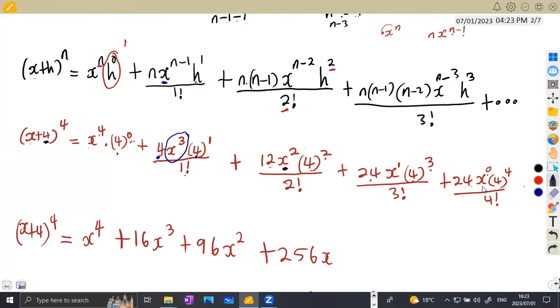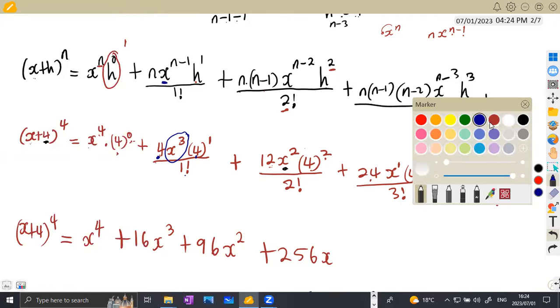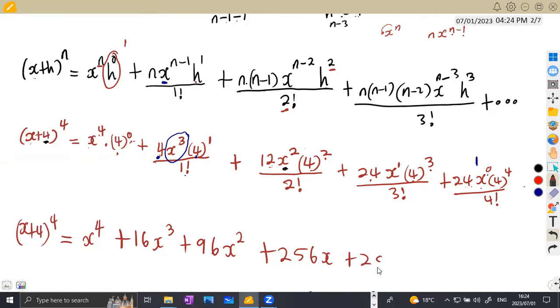Remember, I said x to the exponent of 0 is a 1. So we are going to have this. I want you to see what is going to happen here. Let's have a fraction first. So that will be 24. We are going to have 24 times 4 to the exponent of 4, everything over 4 factorial. So this is going to be 4 factorial like this, which is 256. So we are going to have 256 at the end here, which is plus 256.